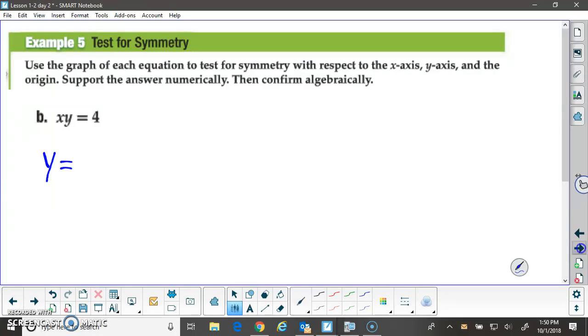If we get y by itself, we get the equation y equals 4 over x. This produces a rational function. There is one undefined value. We've been talking a lot about domain.